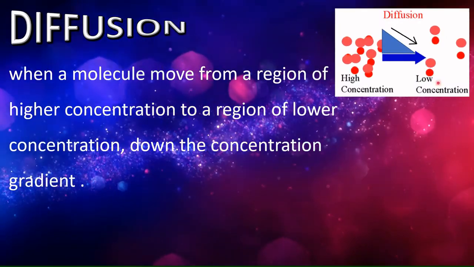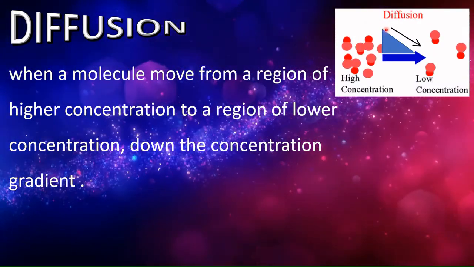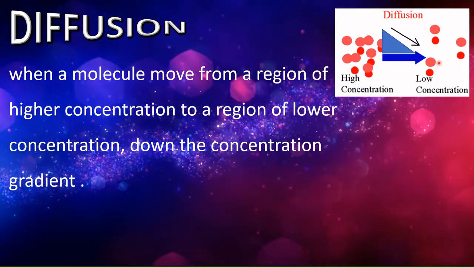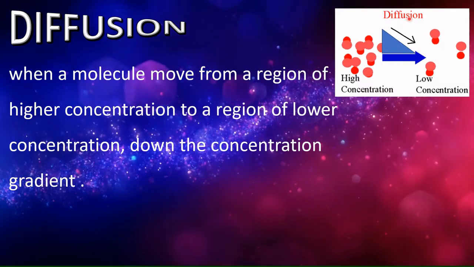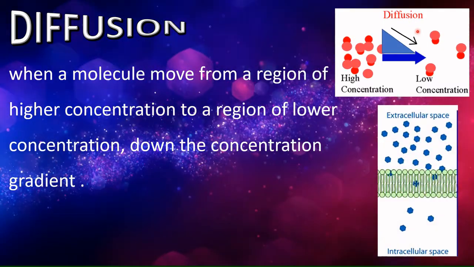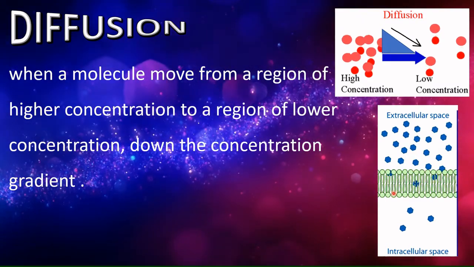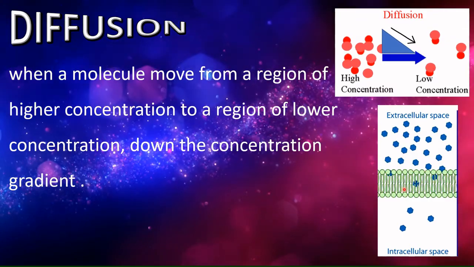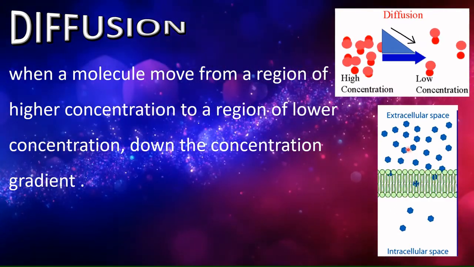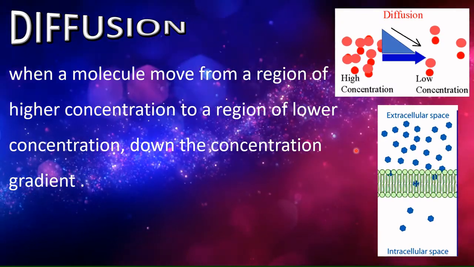Diffusion. When a molecule moves from a region of higher concentration to a region of lower concentration, down the concentration gradient, it is called diffusion. In a living cell, the cell is surrounded by the cell membrane, which can restrict the free movement of molecules. For further explanation about the cell membrane, refer to video 2.1.